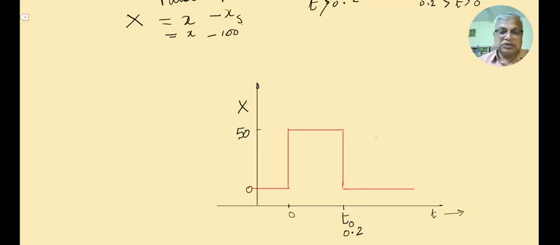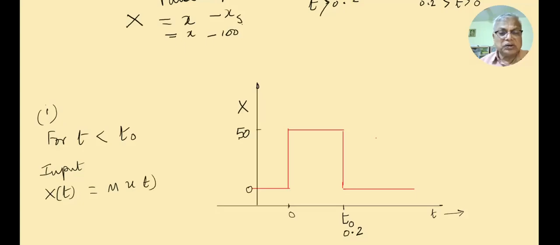So for t less than t naught, where t naught is 0.2 in this question, the input equation is x of t equal to m into u(t), and the response we have found earlier, y of t equal to mk into 1 minus e power minus t by tau.